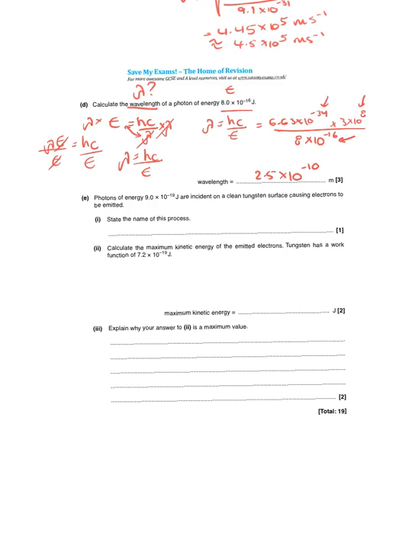It says photons of that energy, so now it's giving me a different number, are incident on a clean tungsten surface causing electrons to be emitted. State the name of this process. So what causes electrons to be emitted? What is the process called when electrons are emitted from the metal surface? That's what it's asking me.